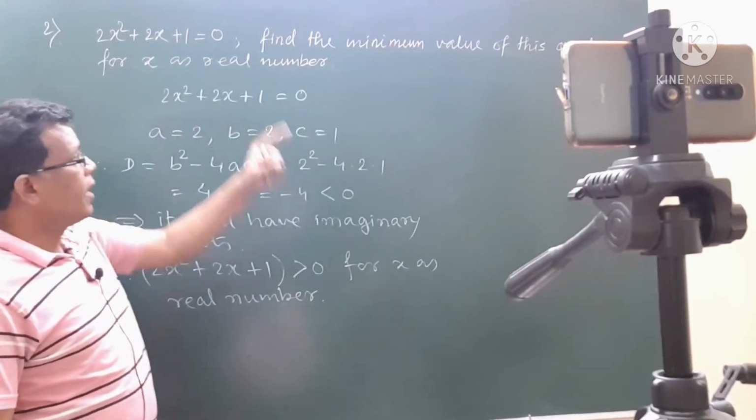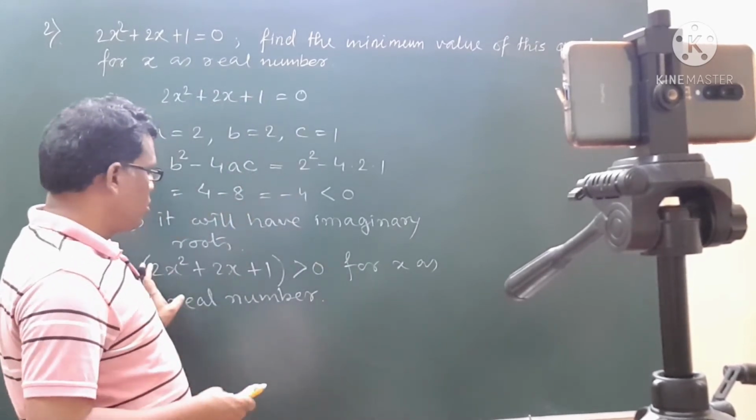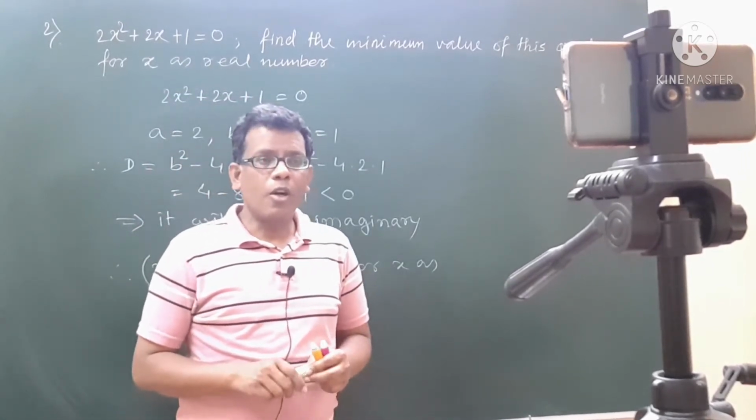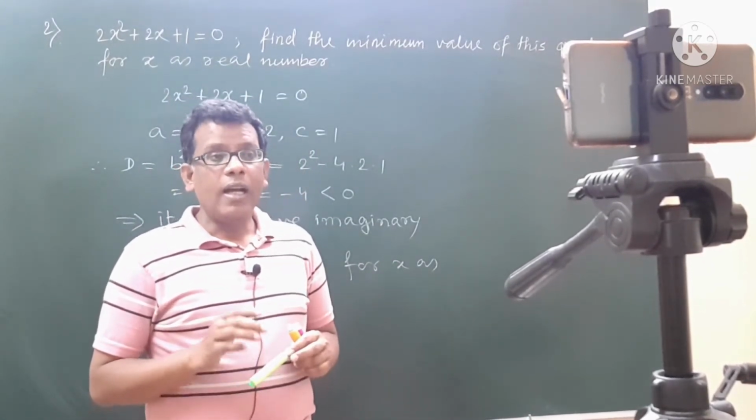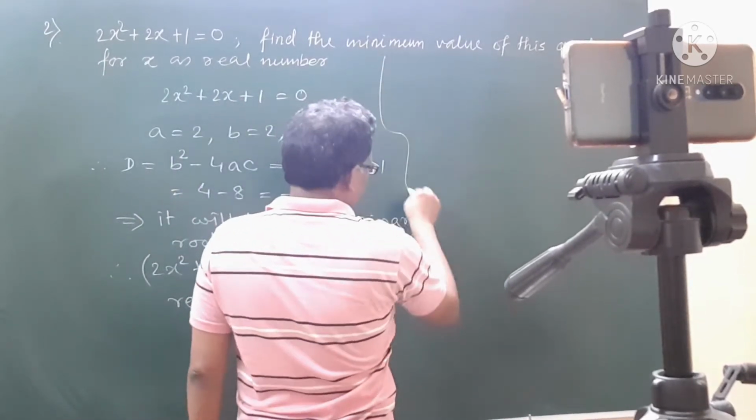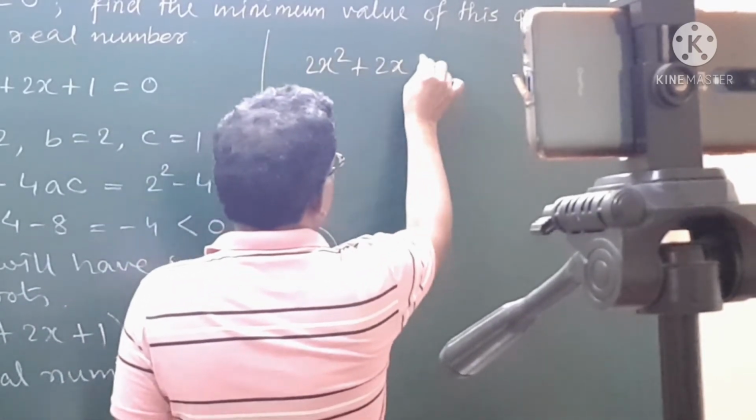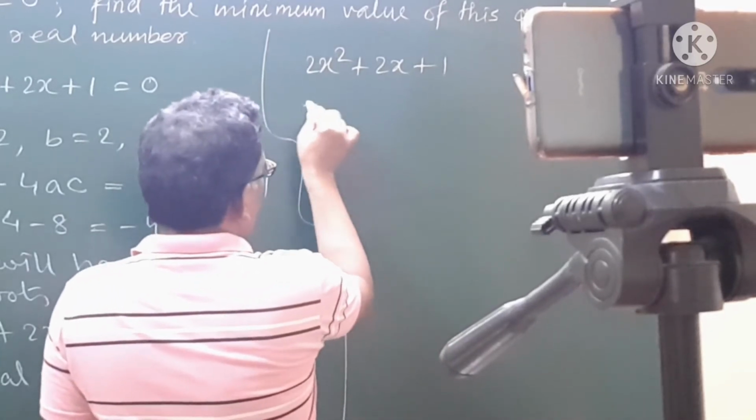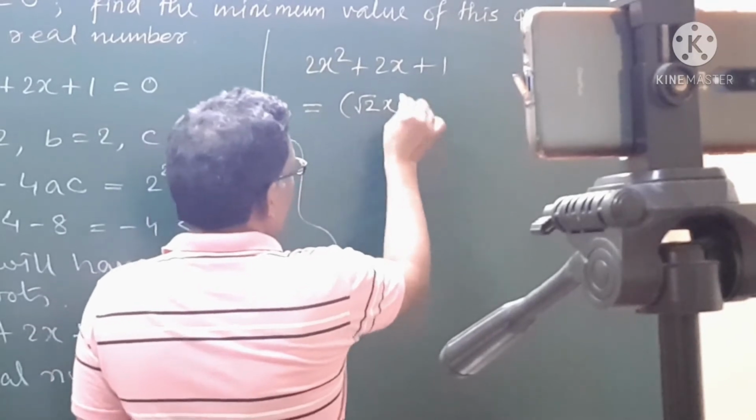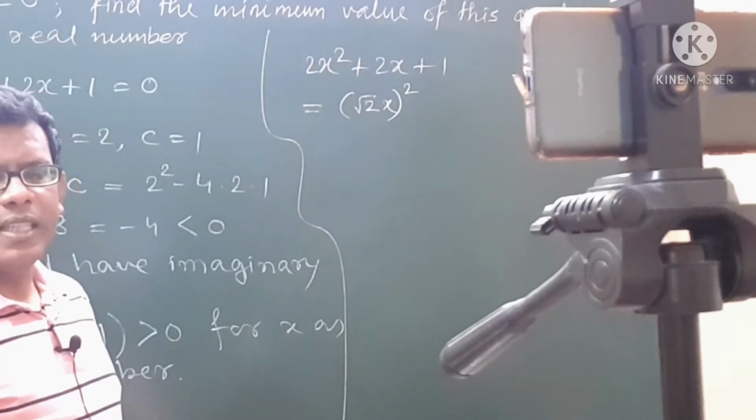Now we have been asked to find the minimum value of that quadratic. Out of the wide range of positive values of this quadratic, we need to know the minimum value of it. Then how can we do it? We can simplify 2x square plus 2x plus 1. Can we simplify it to make 2x square a whole square? So I can make it root 2x whole square, isn't it?